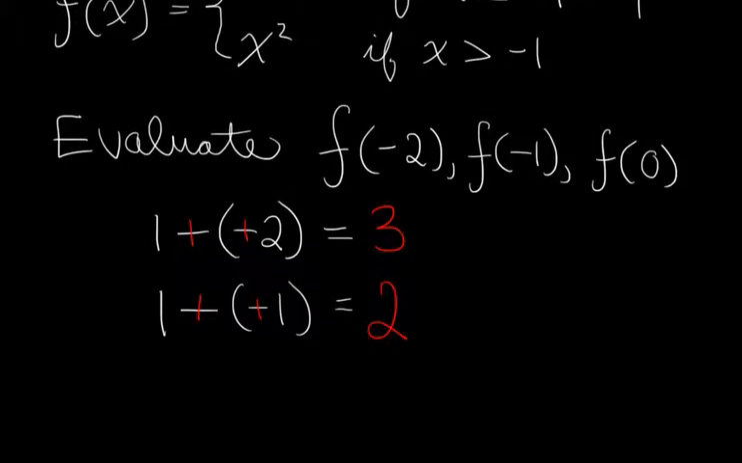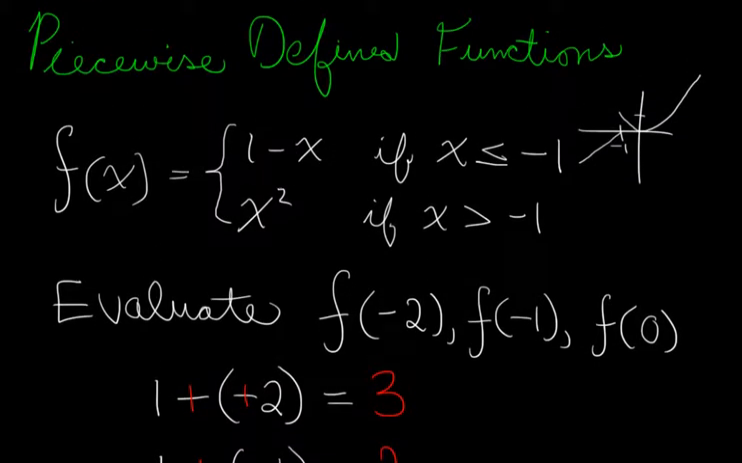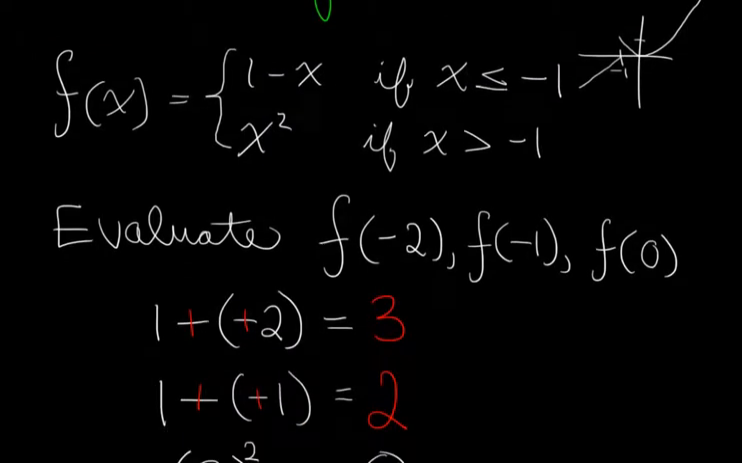And then for this next case, it's f of 0, which is greater than negative 1. So we're going to use the bottom case. And to make room, I just slid this up. So the bottom case is 0 squared, and 0 to the power of anything is 0. So that is how you evaluate piecewise defined functions. They are defined in pieces, and based on what x you're evaluating at, you choose a part of the piecewise defined function. This is a piecewise defined function, not a composite function.